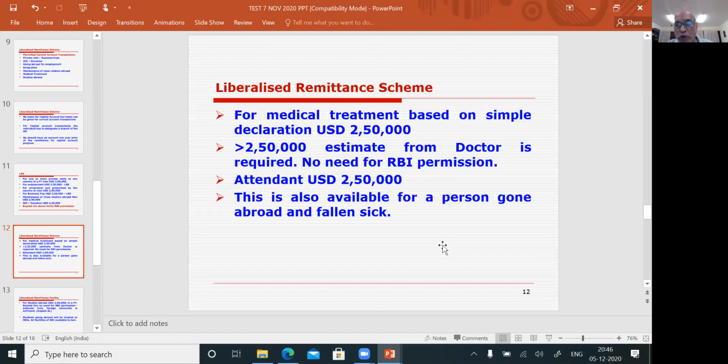Any time. Don't question him with regard to his medical certificate, local doctor, foreign doctor, which hospital, operation theater, etc. No question. Suppose he is asking, sir, 2,50,000 is not sufficient, I want 3 lakhs US dollar. Then also you can give based on a doctor's estimate. What I am telling is, for medical treatment up to $2,50,000, no need for any doctor certificate. Beyond 2,50,000, no RBI permission is required either. Then you give based on the estimate given by the doctor, you can release. See the previous slide.